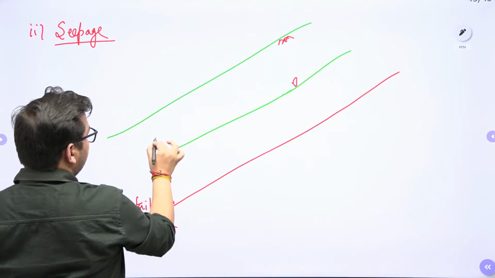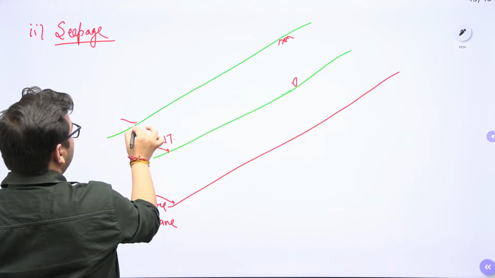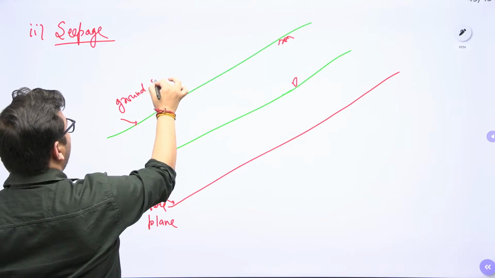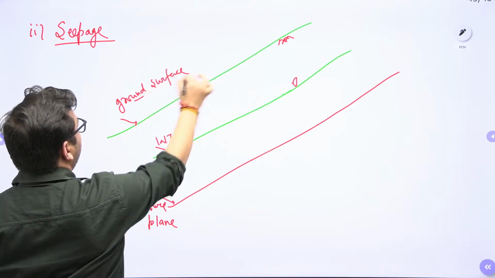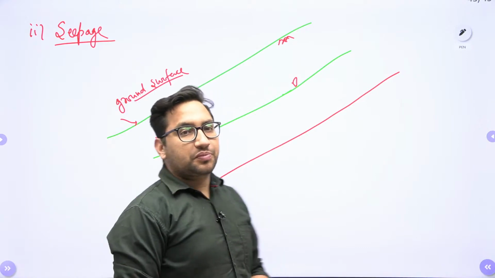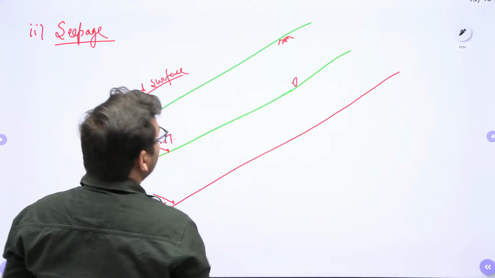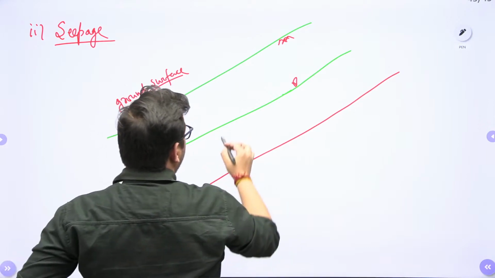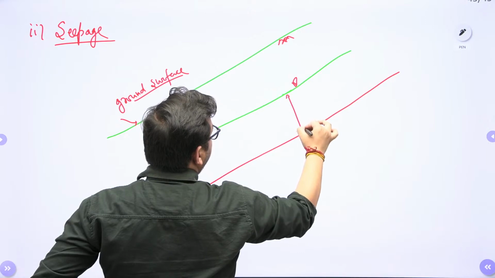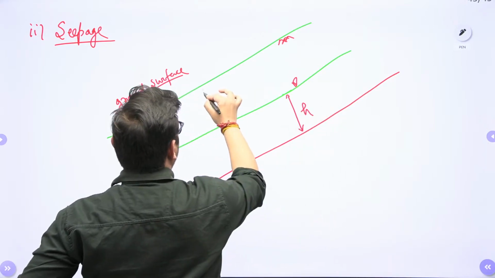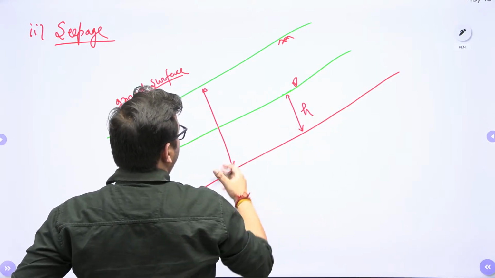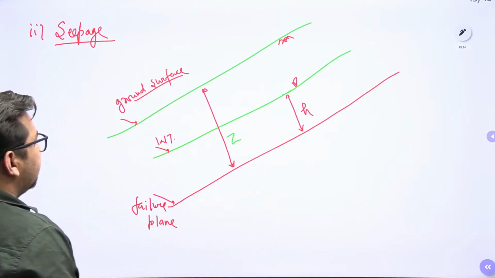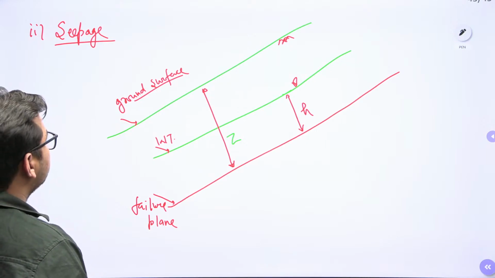This is your water table. This is your ground surface, or face of your slope. This is your face of slope. Clear? Now, let's suppose the water table is at a height h from here, and this is your z value. Clear? So, okay.